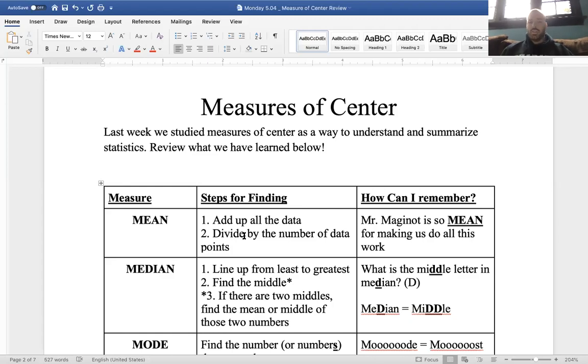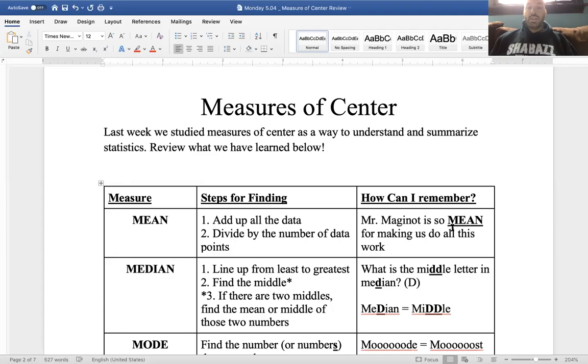Today, you're going to be asked to do all 4 of these, and you're going to have to remember which one is he talking about? So the way that kids in the past have remembered mean is, oh, Mr. Magana is so mean for making us do all this work, because mean usually takes the most work for you all to do in order to come up with the right answer.